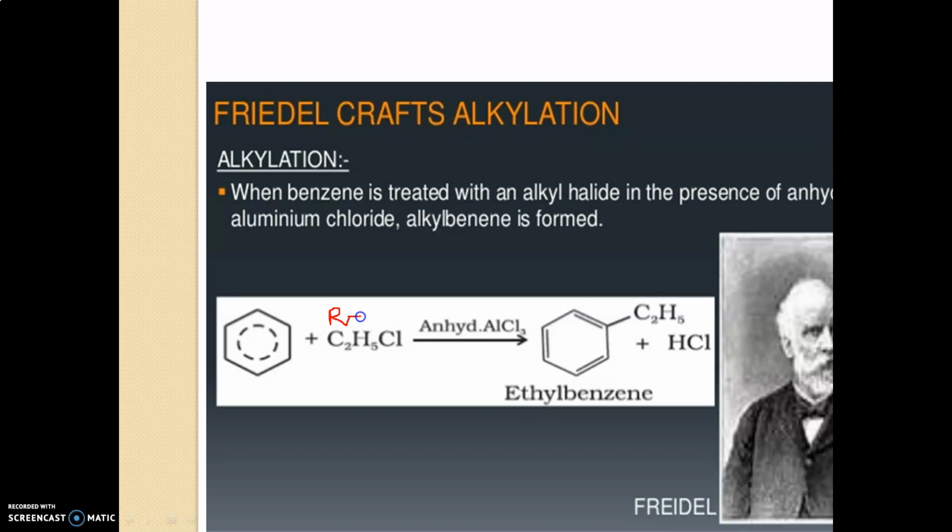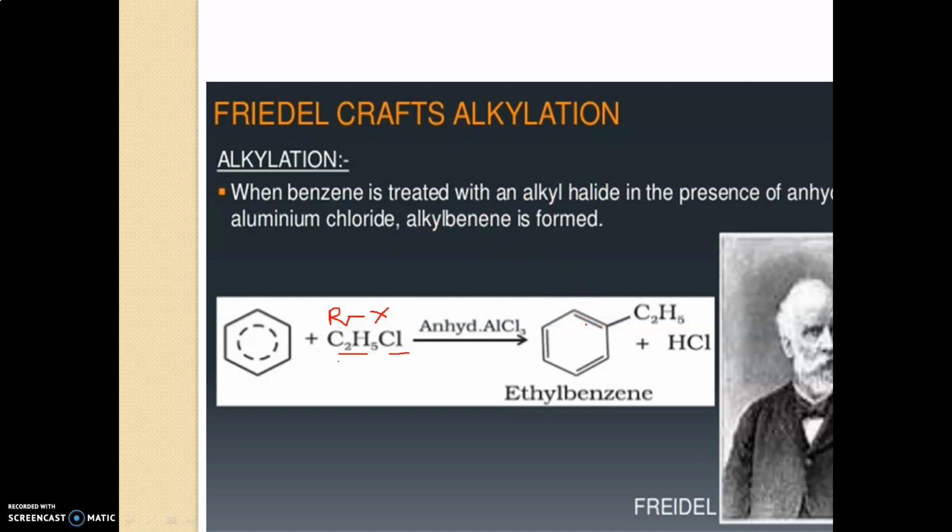Here R is C2H5, X is Cl. So what will happen in the reaction is, in the presence of a Lewis acid, this R group will attach. The alkyl group will attach to the benzene ring. Hence it is known as alkylation. So the benzene is treated with an alkyl halide in the presence of any Lewis acid, alkyl benzene will form.